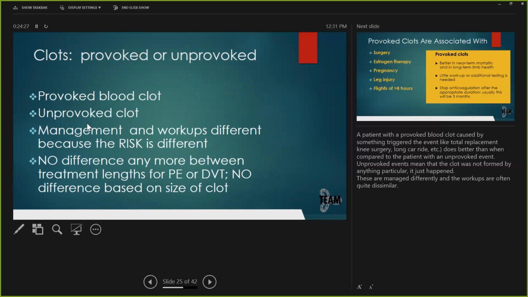So these are the risk factors we look at to see if the patient needs long-term treatment or not. If it's a provoked blood clot, I'll tell you what the provoked conditions are, or an unprovoked blood clot. Unprovoked blood clot, we call it idiopathic, and that's the most common cause of clots. 90% of the time we don't have any provoking factors for the patients, and we don't know why they develop the blood clots.